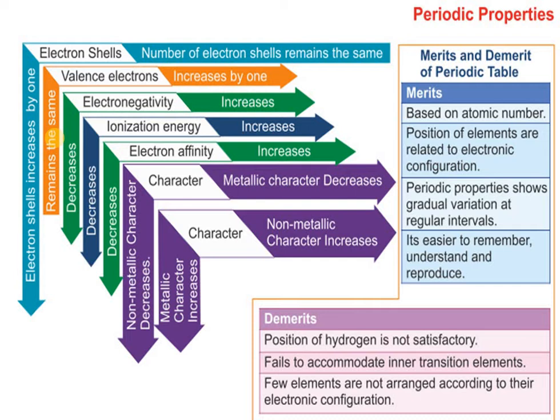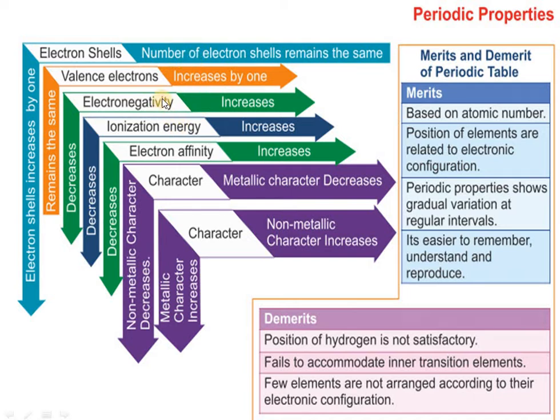Okay. So metallic character we have already discussed. Left to right, metallic character decreases and non-metallic character increases. In a group, metallic character increases down the group and non-metallic character decreases. So we have already discussed all these properties. This is just a revision exercise. You can read the book.